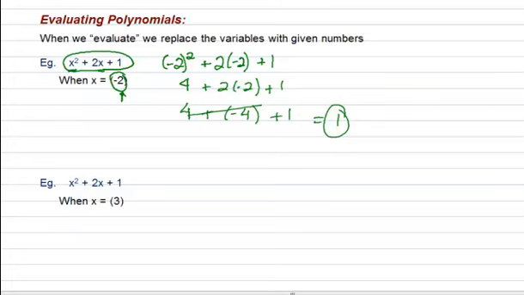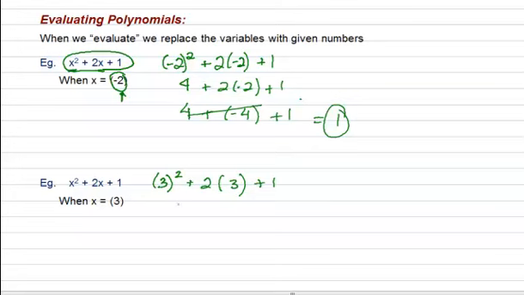So let's do another one. Here's our next one. I've got the same polynomial up there, but now we're going to evaluate it based on x being 3. So we're plugging in 3 squared plus 2 times, again with the parentheses, 3 plus 1. So you'll notice that every time I evaluate a polynomial, I put the number into parentheses. Please try to make this a habit. It's a really good habit to get into.